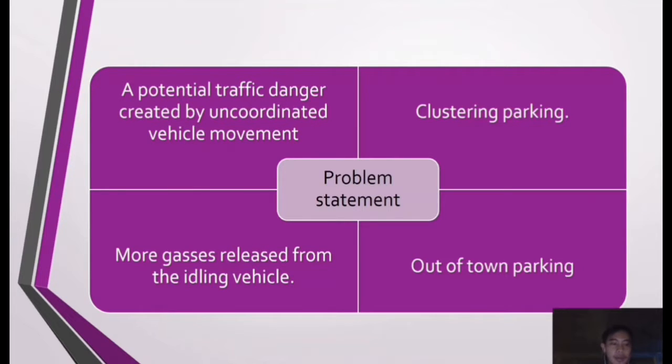This is because this layout can reduce the number of driveways onto arterials and can further improve traffic flow and safety, and it can create more accessible lane and patterns. Then number three is more gases released from the idling vehicle. This can cause air pollution that depletes the ozone layer. And the last one is out of town parking. Therefore, there will be many vehicles parked nearby the roads.